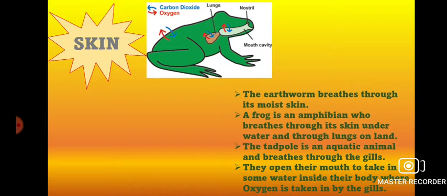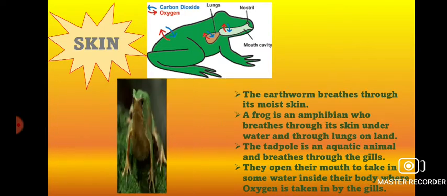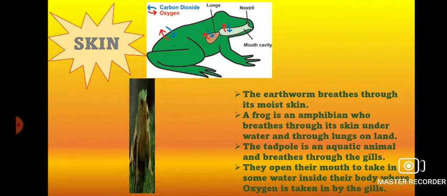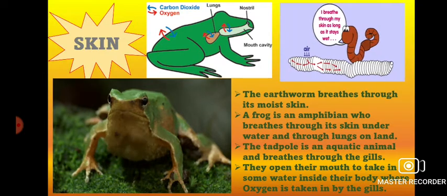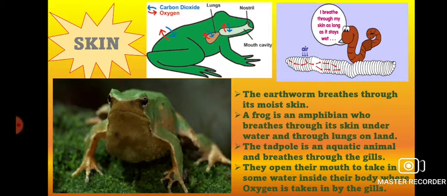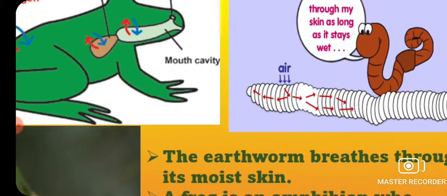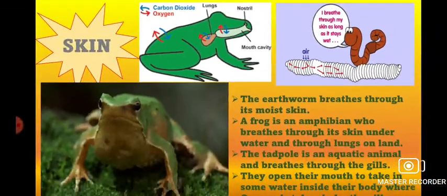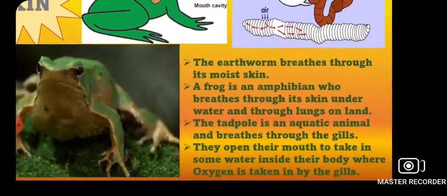Next, we can say about the earthworm also. Earthworm breathes through the moist skin. Here you can see the picture, that is the earthworm breathing through the moist skin. Air is coming in. There is no such organ. They are breathing only through the moist skin because it always remains wet.